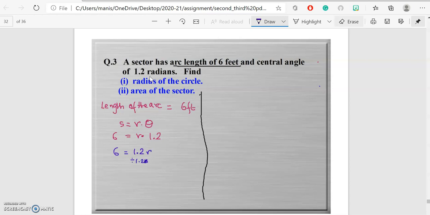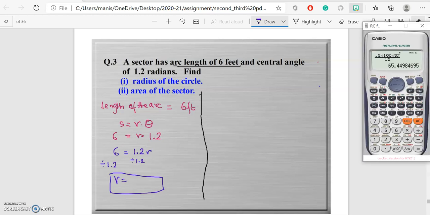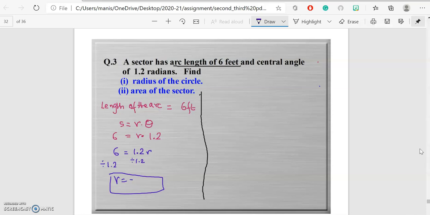Okay, I will erase this part over here just to avoid any confusion. So I'm dividing both the sides by 1.2 over here. So when I use my calculator, 6 divided by 1.2, it gave me the answer 5. So the value of R is what? The value of R is 5 feet. Now I have got the answer for the radius of the circle.